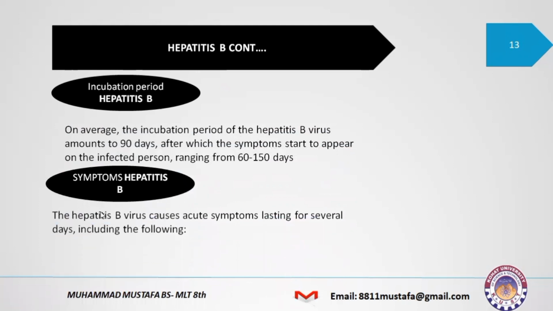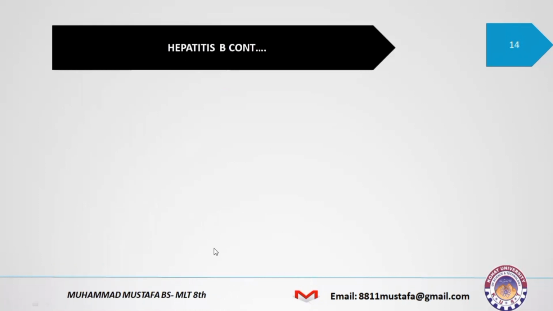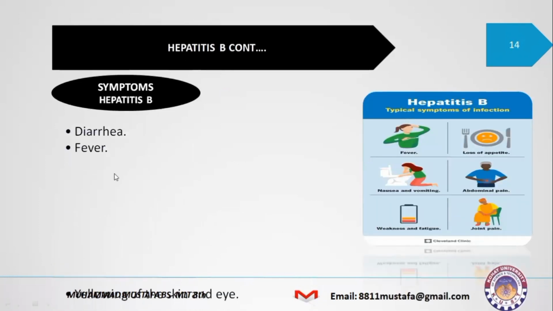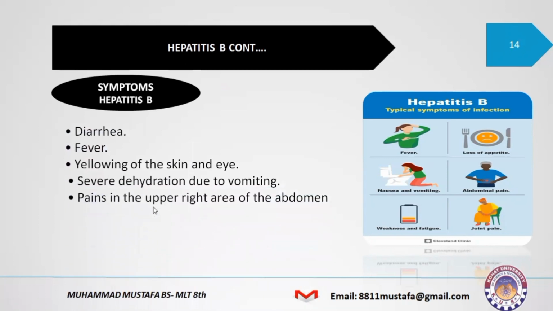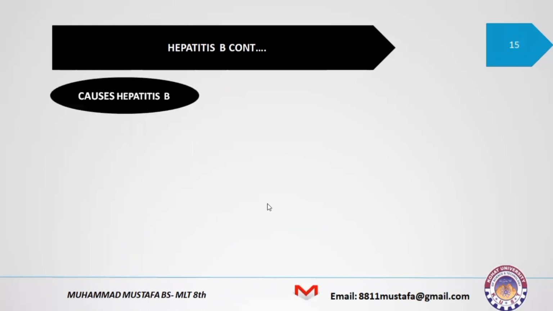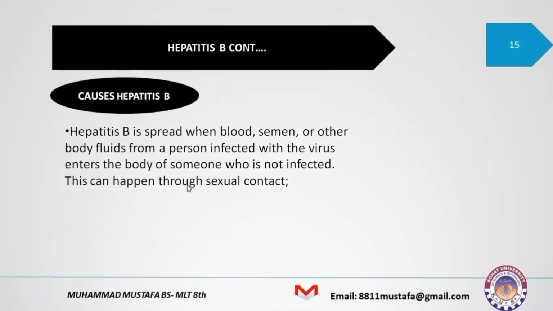Symptoms of hepatitis B. The hepatitis B virus causes acute symptoms lasting for several days, including the following: pain in the body, change in urine color to dark, nausea and vomiting, diarrhea, fever, yellowing of the skin and eyes, severe dehydration due to vomiting, and pain in the upper right area of the abdomen. Cause of hepatitis B: the main cause of hepatitis B is the hepatitis B virus.